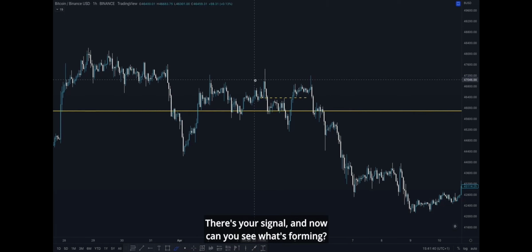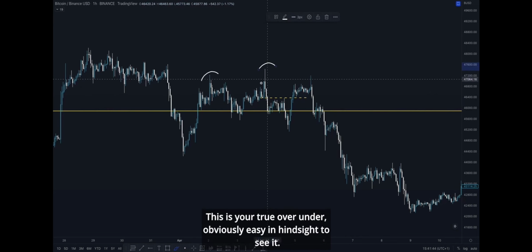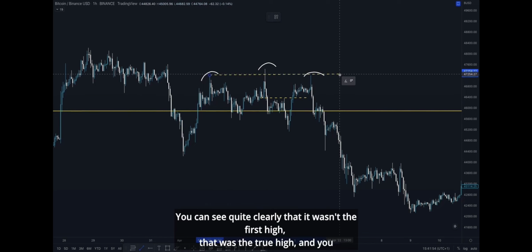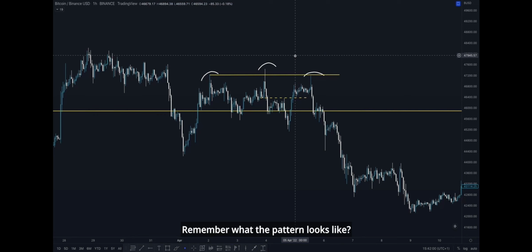There's your signal. And now, can you see what's forming? This is your true over-under. Obviously easy in hindsight to see it. You can see quite clearly that it wasn't the first high that was the true high. And you have to kind of be conscious of this as well. Remember what the pattern looks like.